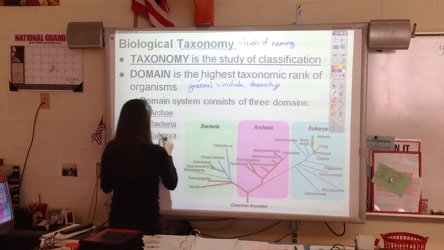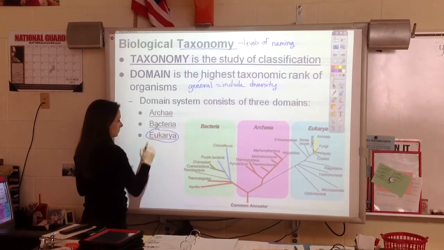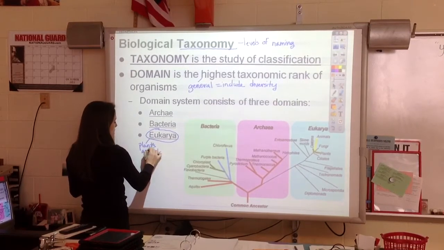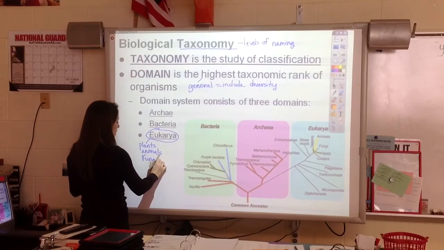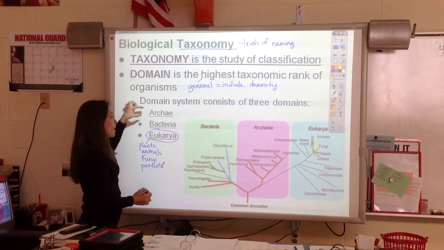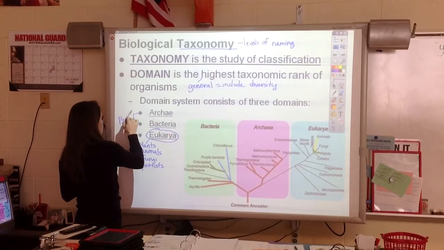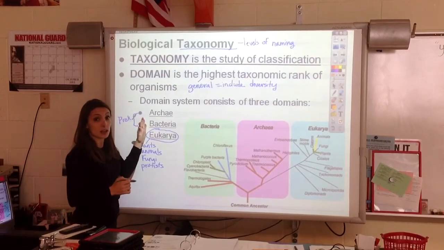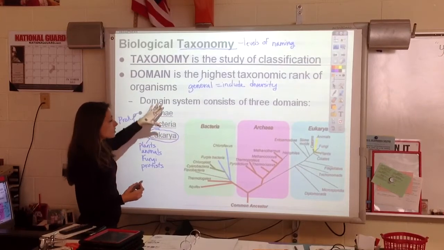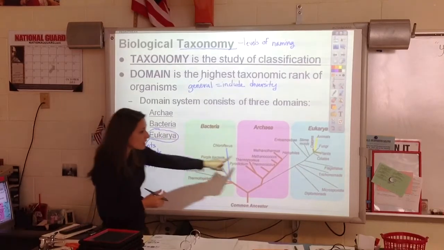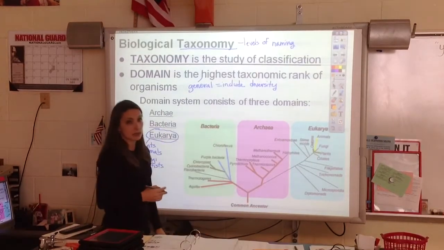So for example, when we look at eukarya, this is going to include plants. This is going to include animals. This is going to include fungi, and this will include a group called protists. Archaea and bacteria, these are both prokaryotes. So bacteria is a common name. And so we do have these domains to help us group organisms. And you can kind of see it here in this picture as well.